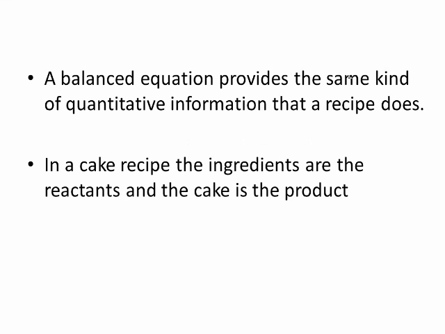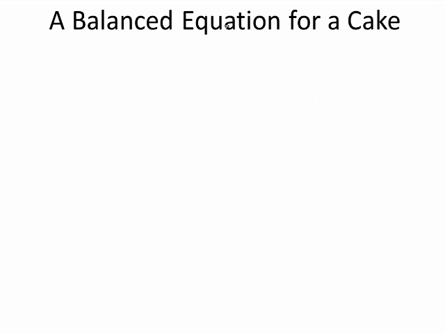Stoichiometry. Now, we need to understand that when we have a balanced equation, it provides the same kind of quantitative information that a recipe does. A balanced equation is basically a recipe. The reactants are all your ingredients beforehand, and the product is what you get once you put all the ingredients together. If we look at a balanced equation for a cake, so we're going to make a cake.